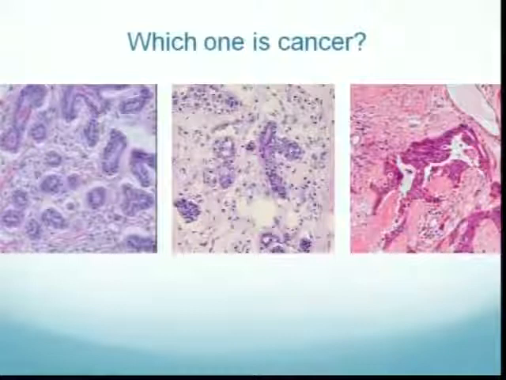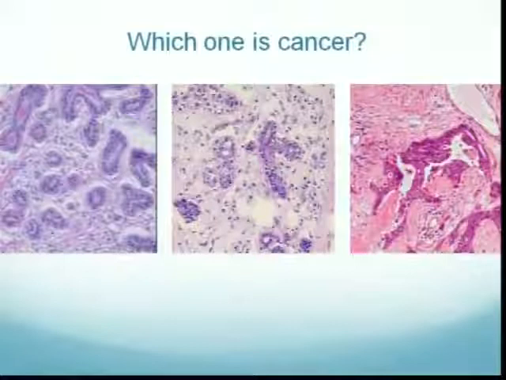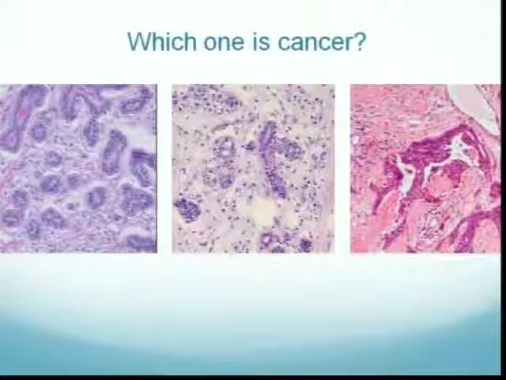We're a little bit zoomed in, so it's a little difficult, but does anyone have an idea? Costa? There you go, exactly right. There's a lot of normal tissue surrounding that.